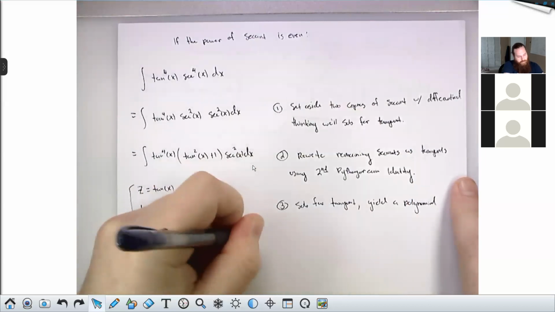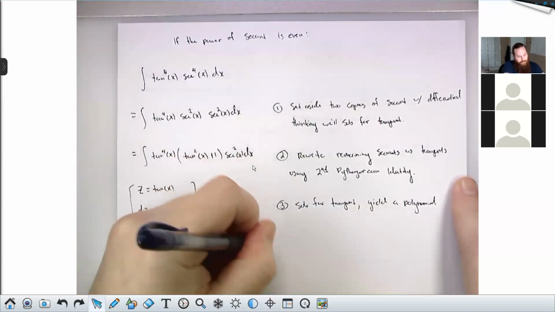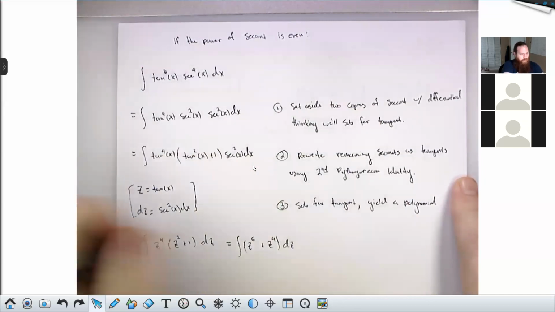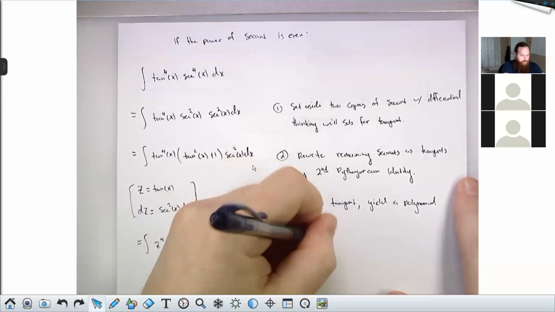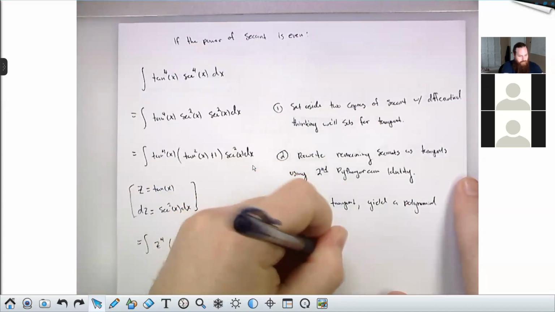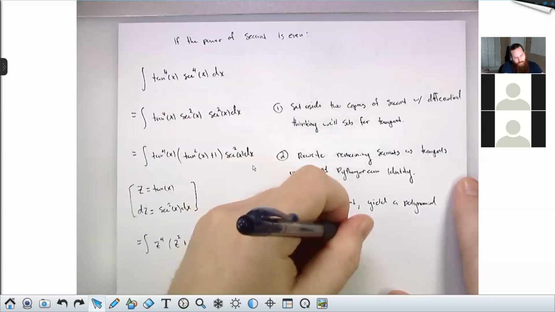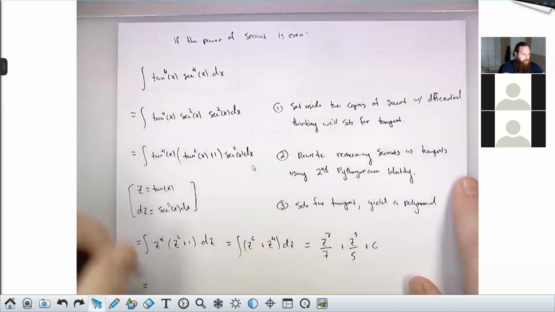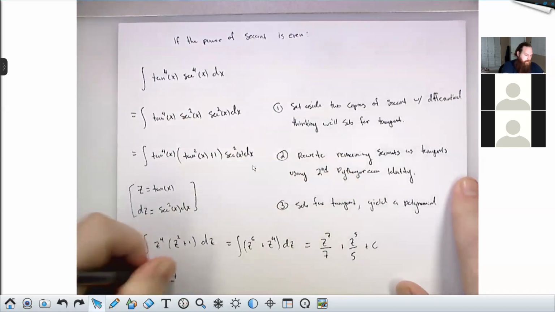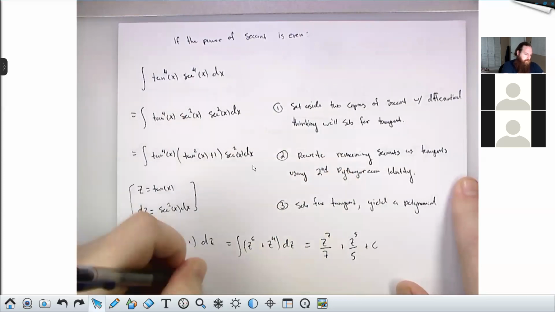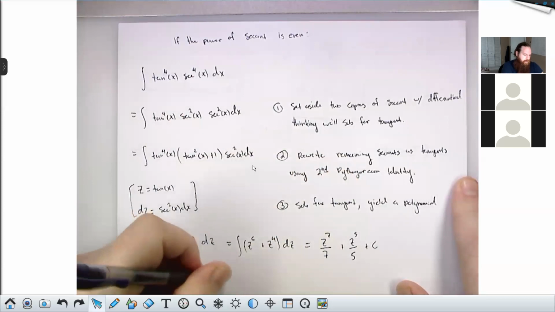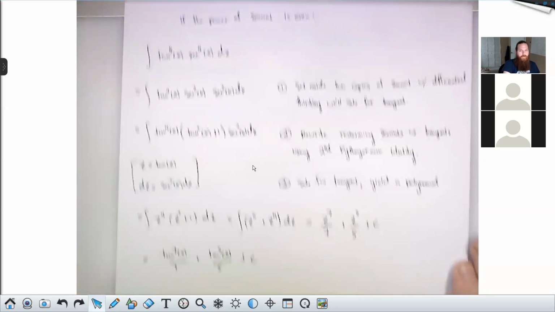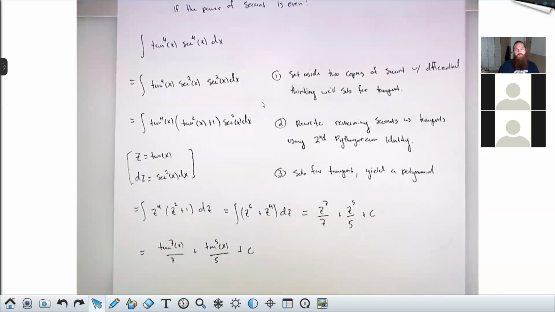This is z to the 6 plus z to the 4, which has as its antiderivative z to the 7 over 7 plus z to the 5 over 5 plus c, which is tan to the 7 over 7 plus tan to the 5 over 5 plus c. So if the power of secant is even, this is your strategy.